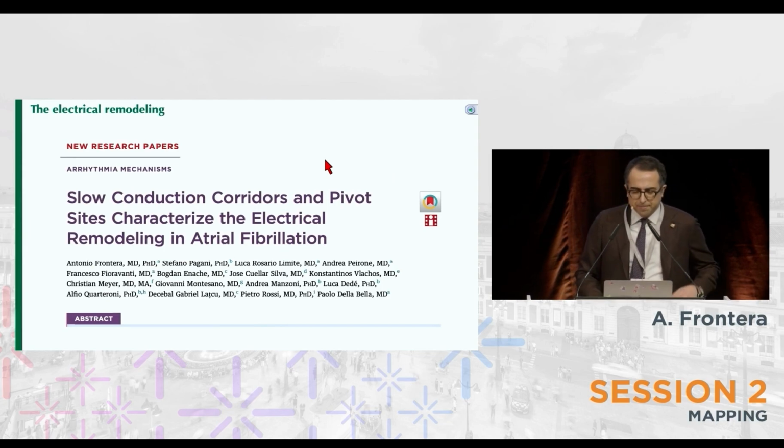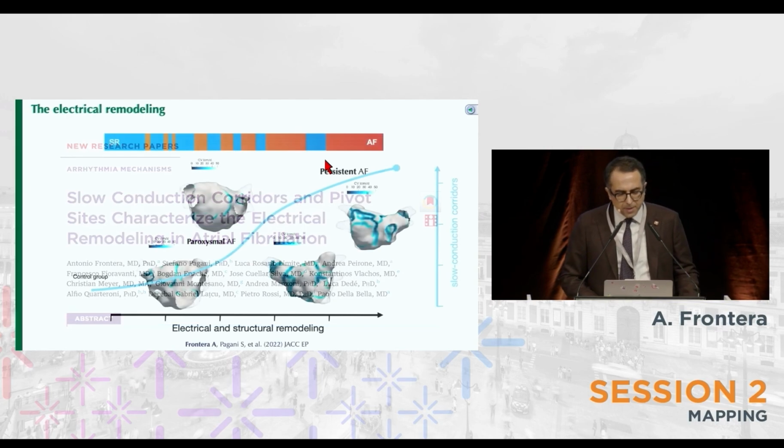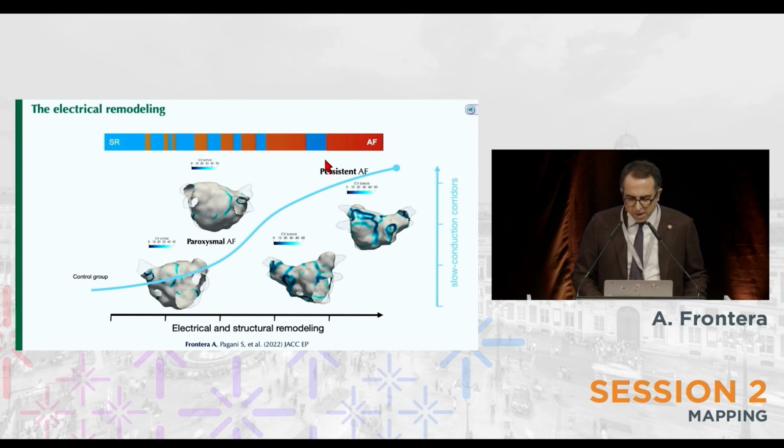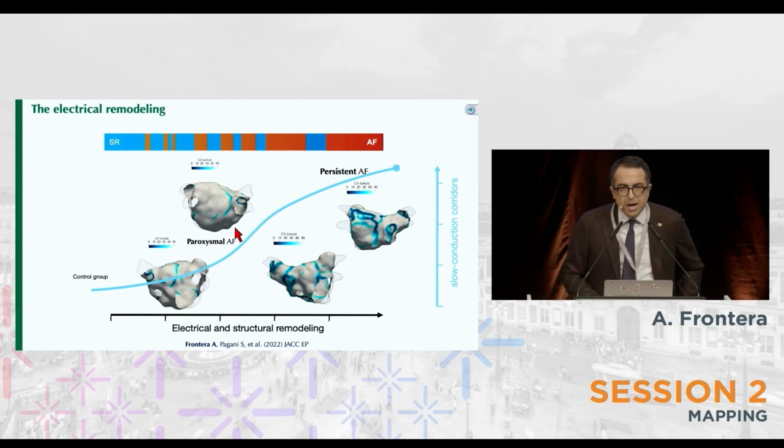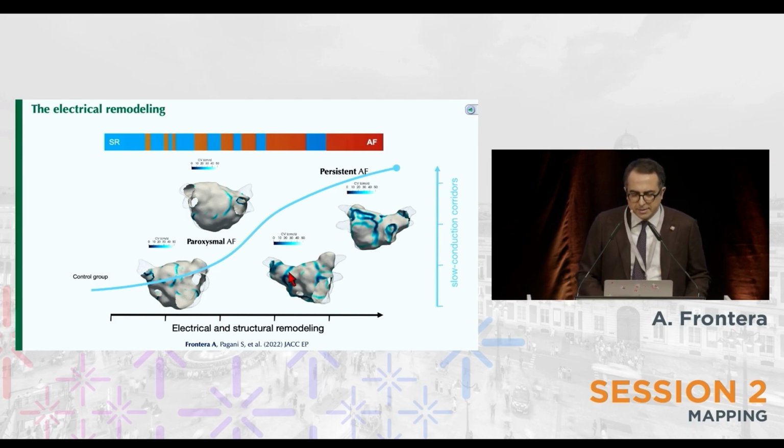But what's electrical remodeling? We attempt a description of electrical remodeling with this research study published last year on JACC-EP. We try to picture in a frame the progression of atrial fibrillation. Here you see an analysis performed during sinus rhythm of slow conduction corridors, the blue lines, in patients with paroxysmal and persistent atrial fibrillation. And we assist, as you see, to an increase in number and density of corridors of slow conduction. And in persistent AFib, these are thicker and they create nests.